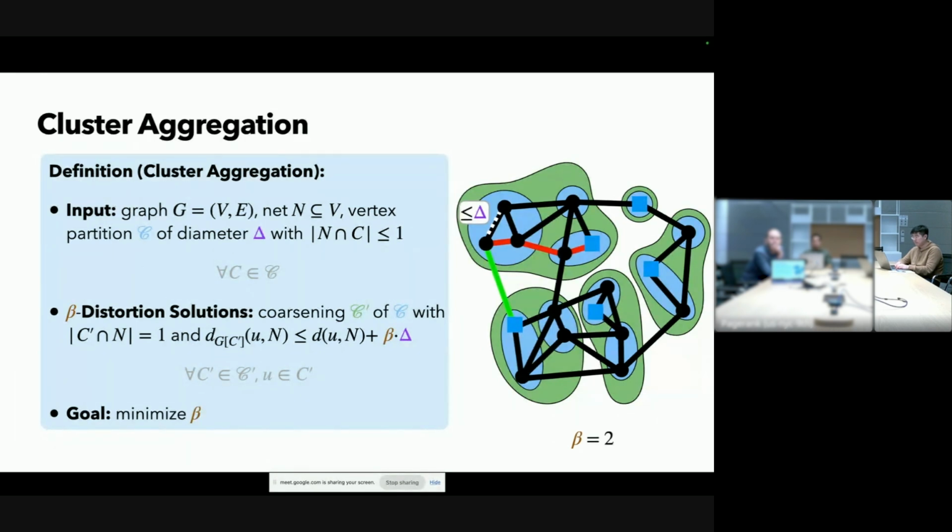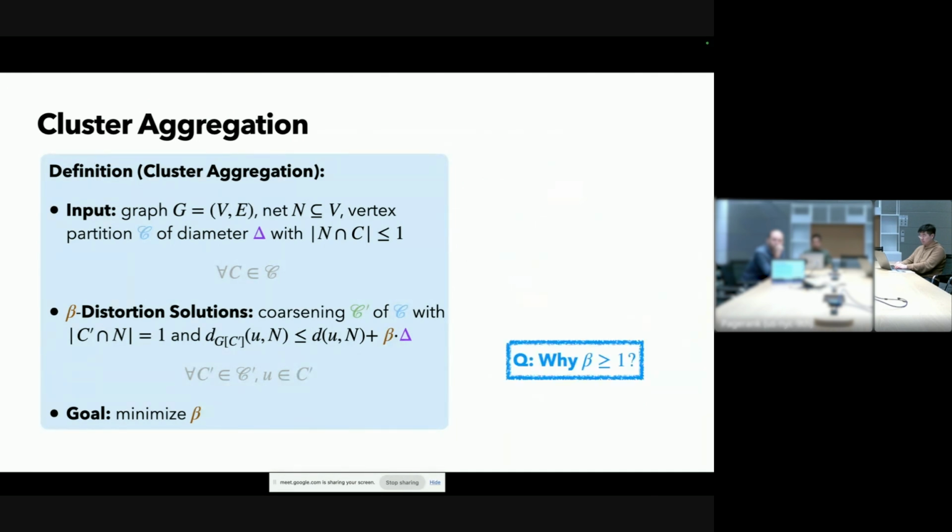Okay, so this is the cluster aggregation problem. And the interesting thing here is that we're measuring distortion additively. Usually when we talk about distortion, we think of something that should be at least 1, not something less than 1. And I claim that's true for this problem. Namely, there's a simple-ish example that demonstrates that distortion is always at least 1 here.